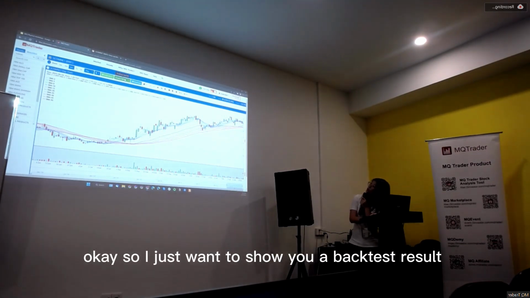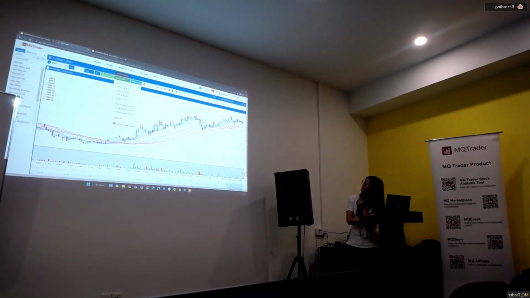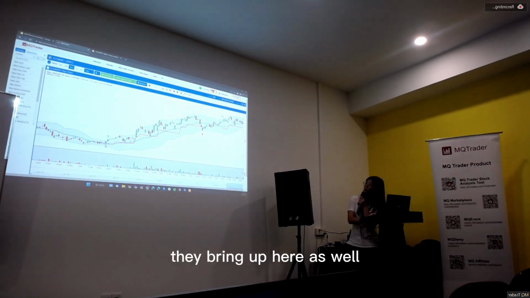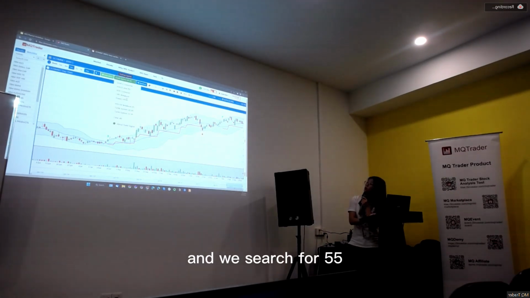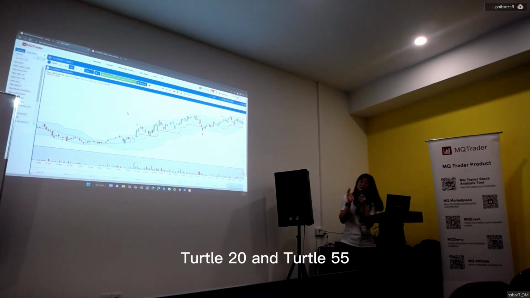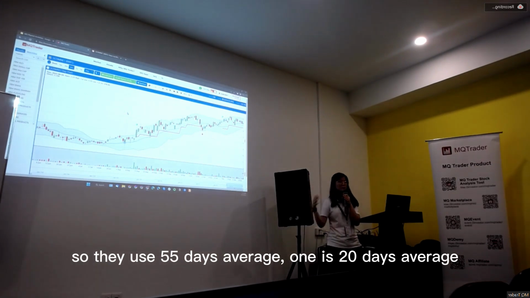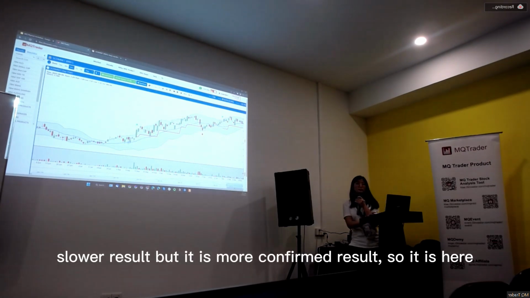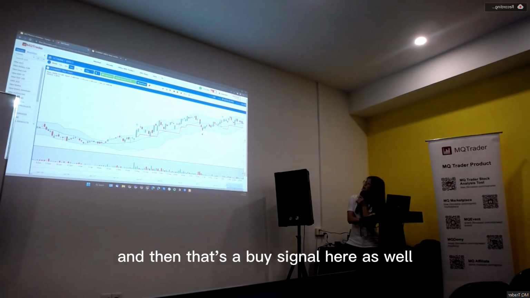Okay, so I just want to show you some back tested results previously on the stock with this trend. Okay, we go for Turtle system. You can see, remember the chart on the Heikin-Ashi, they break up here as well. So here also it shows Turtle system and Turtle signals. And then we search for 55. Turtle 20 and Turtle 55, the main difference is they use a longer average. So one uses a 55 days average, one uses a 20 days average. Okay, so it will show slightly slower results, but more reliable results. So it's here. Okay, and then there's a buy signal here as well.